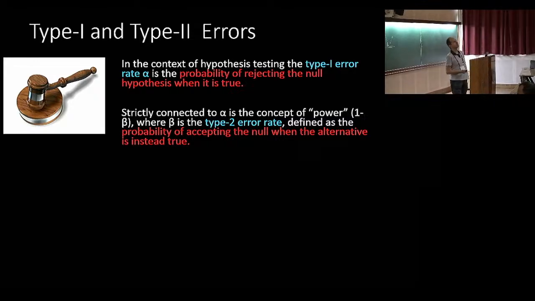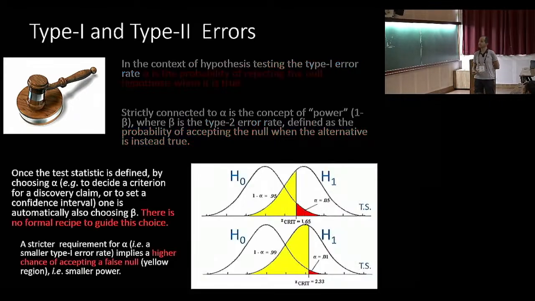And you may well imagine that alpha and beta are very tightly linked. If a test has a very small type 1 error rate, it cannot have a very large power and therefore a very small type 2 error rate. You cannot minimize both at the same time. So you have to decide where you live in the alpha versus beta plane.